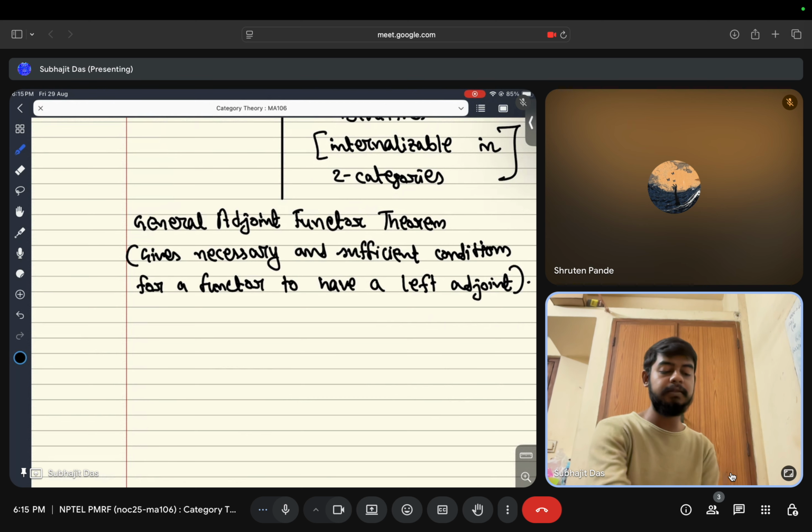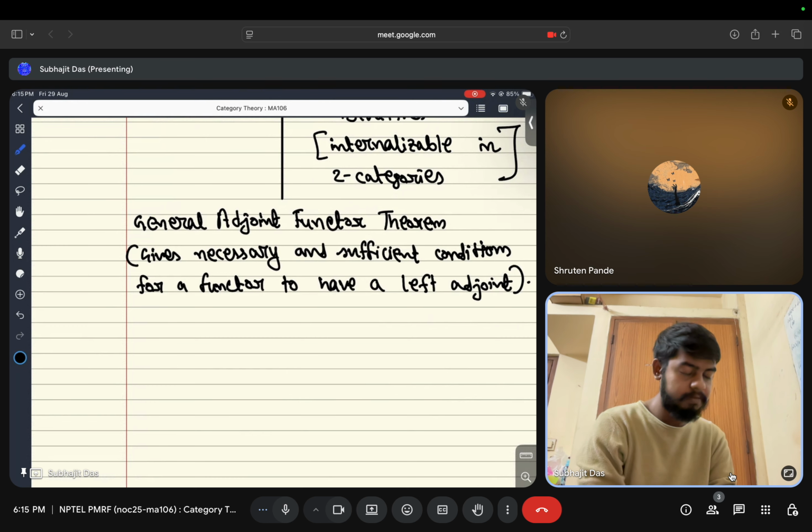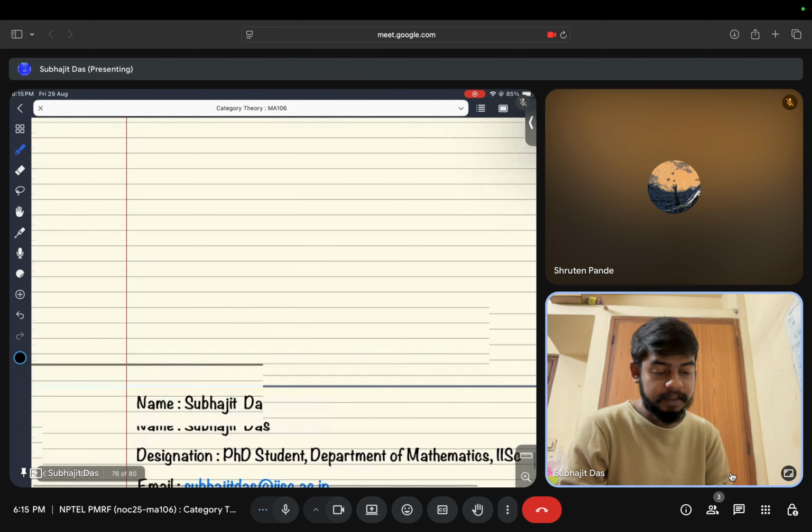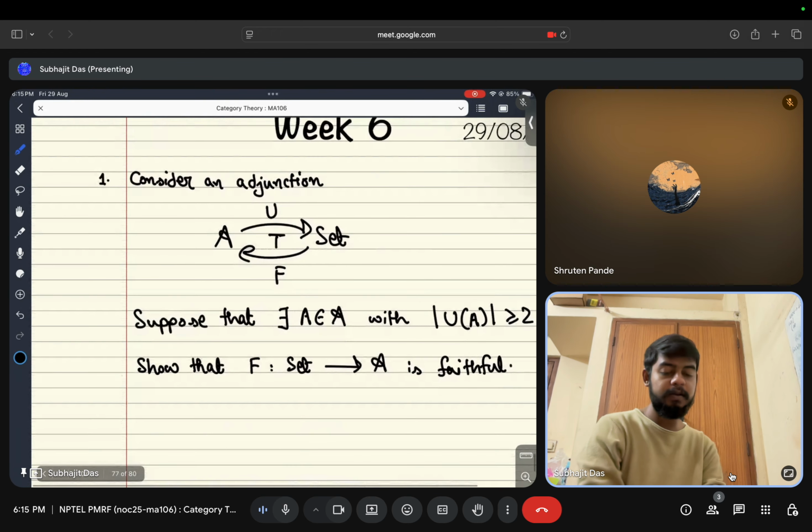So the idea is you first have some condition for existence of initial objects, and then try to use that to describe the existence of some left adjoint functor. And note that initial objects themselves can be defined in terms of left adjoints. So it sort of is like a full circle. Okay, so let's start the problems.